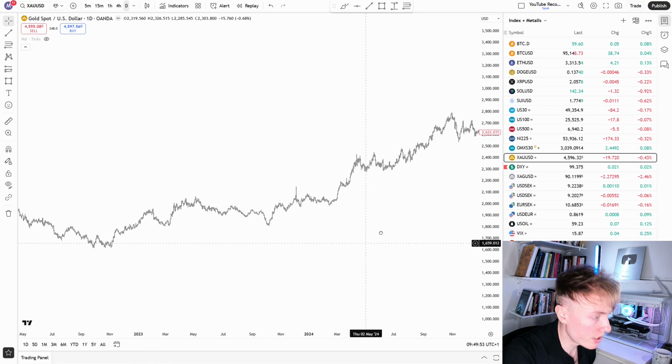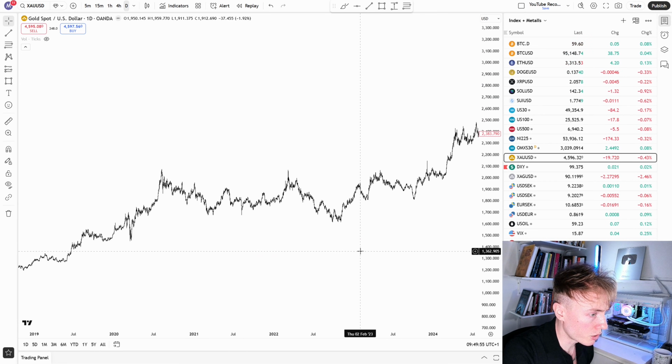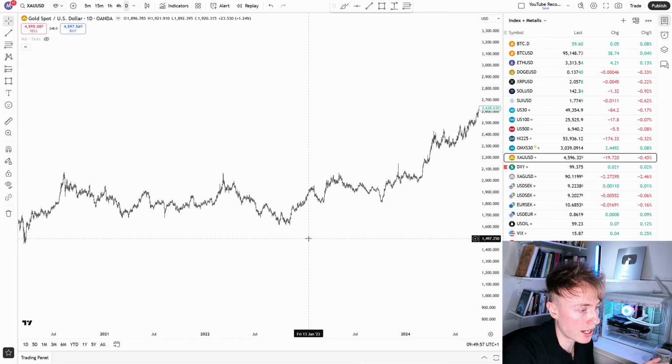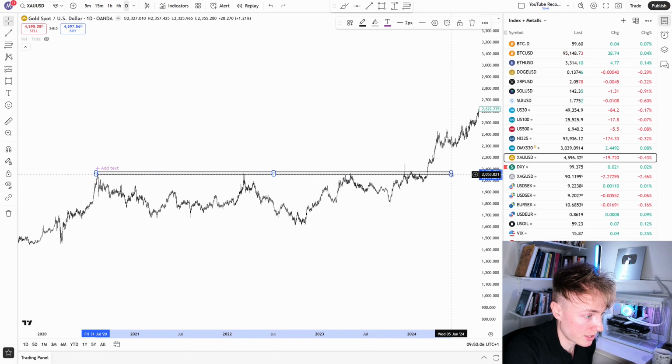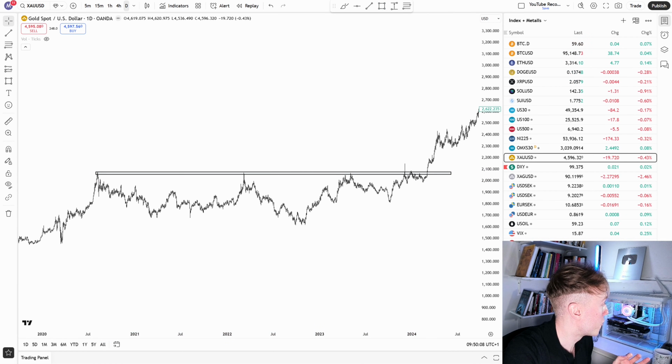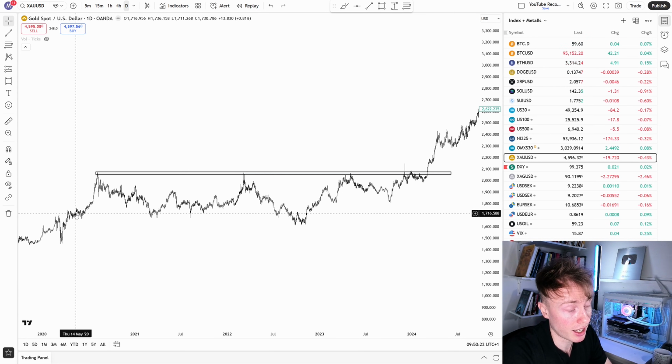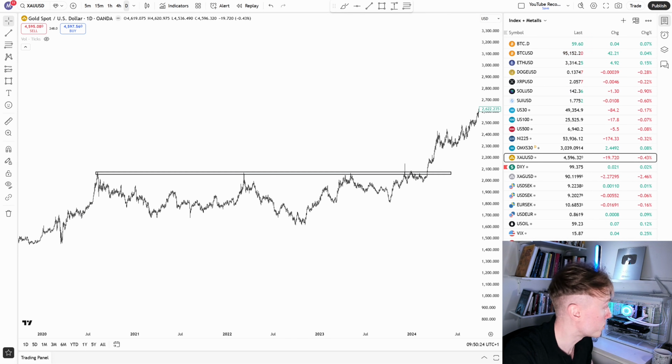To show this principle even more, let's look far back here to one of the most important gold resistance levels of all time. Look at this zone right here. Let's see how long this range lasted. It lasted from August 2020 to basically February 2024. So this was a multi-year trading range for gold.